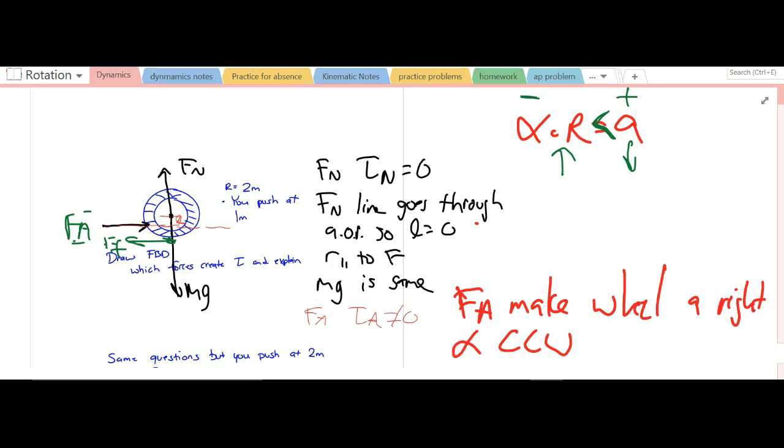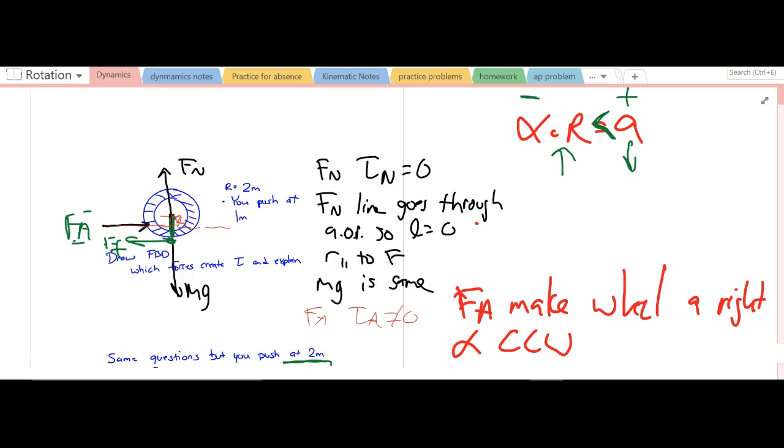Okay. Now, how do I know friction creates a torque? Well, again, the force is perpendicular to R, or it has a lever arm, whatever you have there. So these are the forces that are going on in this scenario if you pushed at 1 meter. Now, let's go down here and look at the next question.